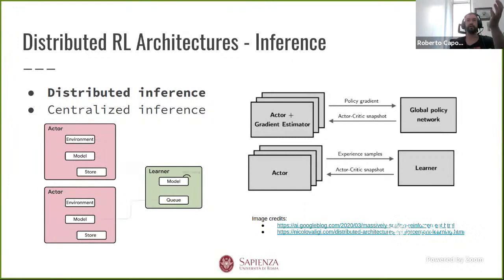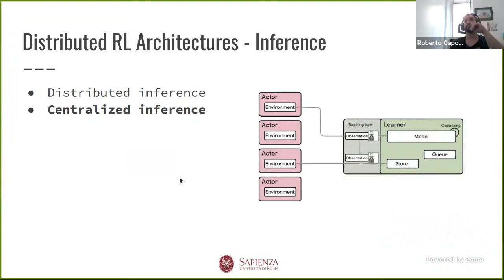Another scenario is where you not only have centralized training, like in this case where the only training happening is in the learner, but you can also have centralized inference. In this case, you have several actors that basically have an environment, and this environment returns an observation that gets passed directly to the learner. All the observations from each actor get collected into a batch, and they are passed through the model.